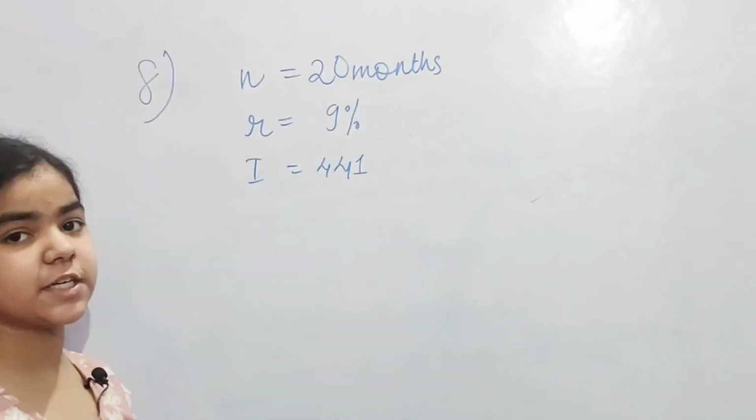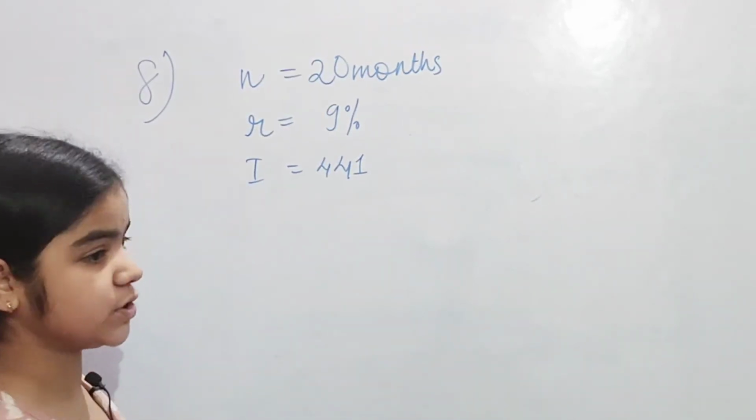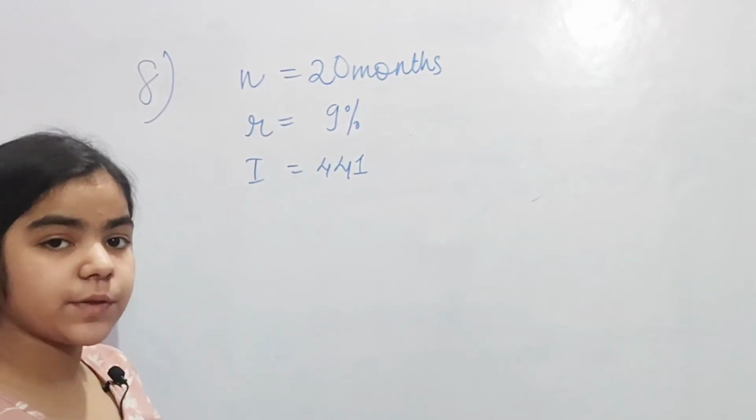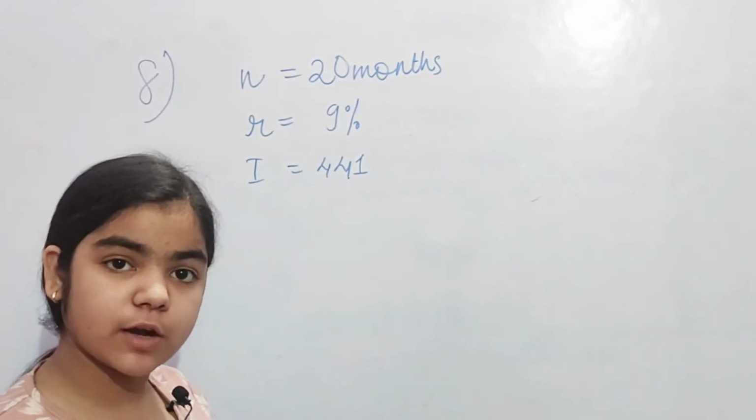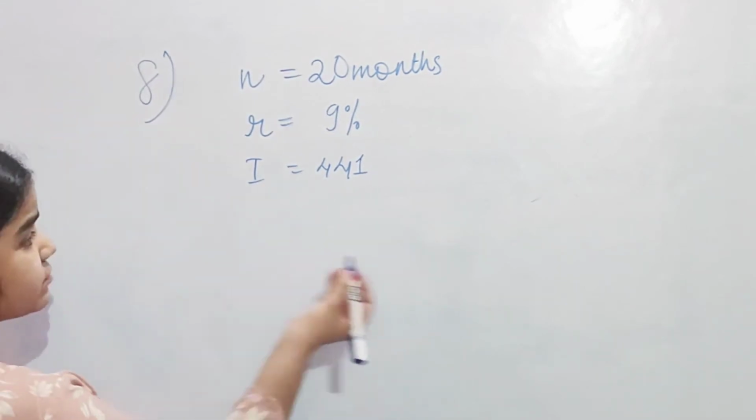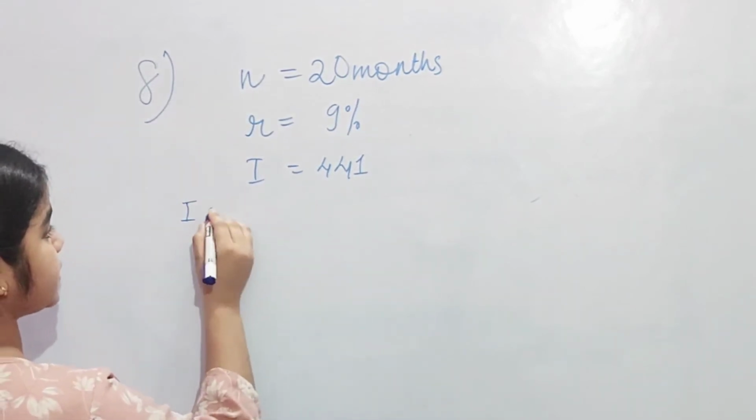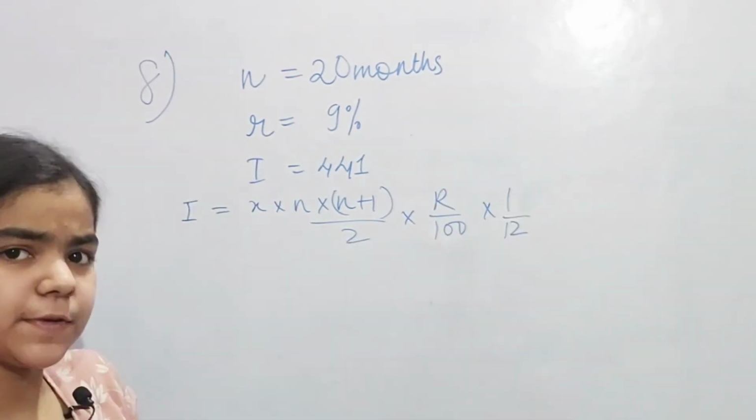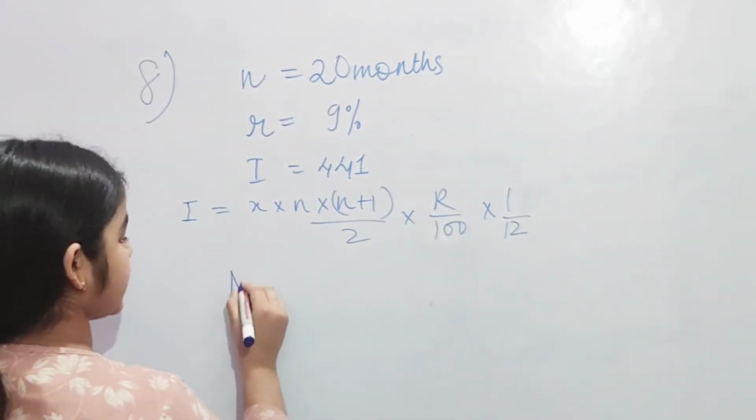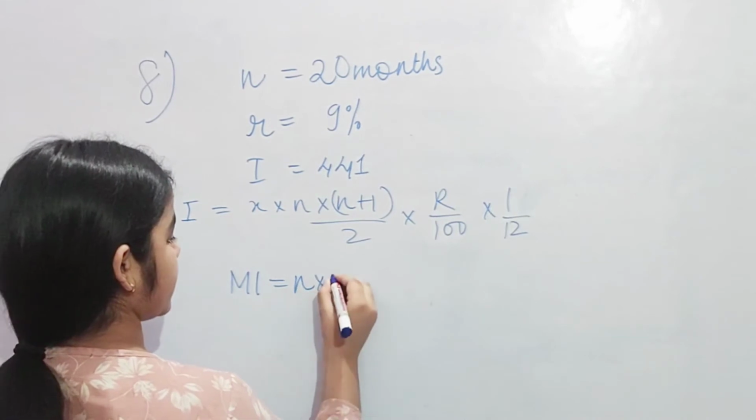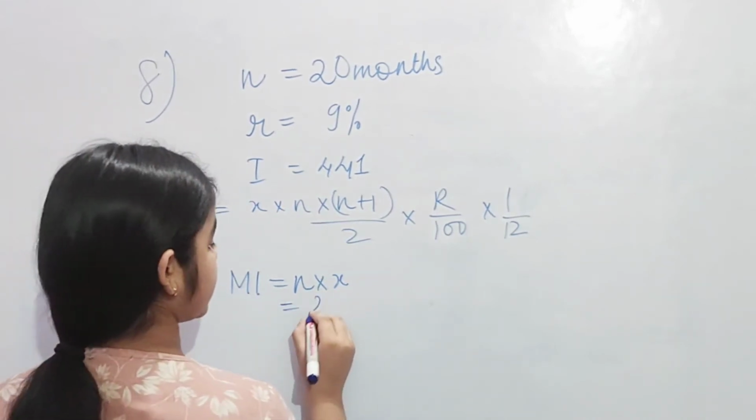Question number 8 says, Rekha opened a recurring deposit account for 20 months. The rate of interest is 9% per annum and Rekha receives 441 as interest at the time of maturity. Find the amount Rekha deposited each month. Here we are supposed to find out the amount which she deposited every month, not the monthly installment. We need to find out the recurring deposit. Okay, we know the formula of interest. If we see for monthly investment, that is number of months times recurring deposit. So it can be 20x.